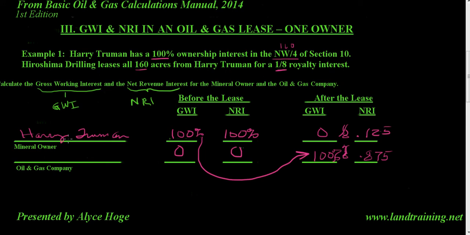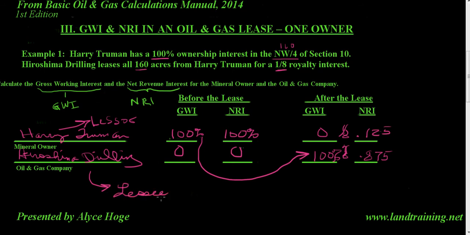Now, before the lease, Harry Truman is known as the mineral owner. The oil and gas company, let's put their name in here, is Hiroshima Drilling. But after there's a lease, they get different names. So Harry Truman becomes known as the lessor, and the oil and gas company becomes known as the lessee. So I know I may have said this before, but when I was in law school, they taught us lessor rhymes with landowner and lessee rhymes with company. That's just an easy way to remember it.